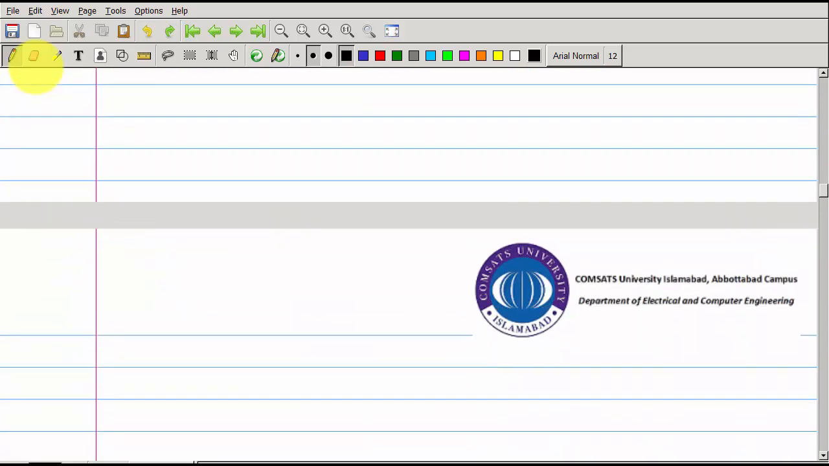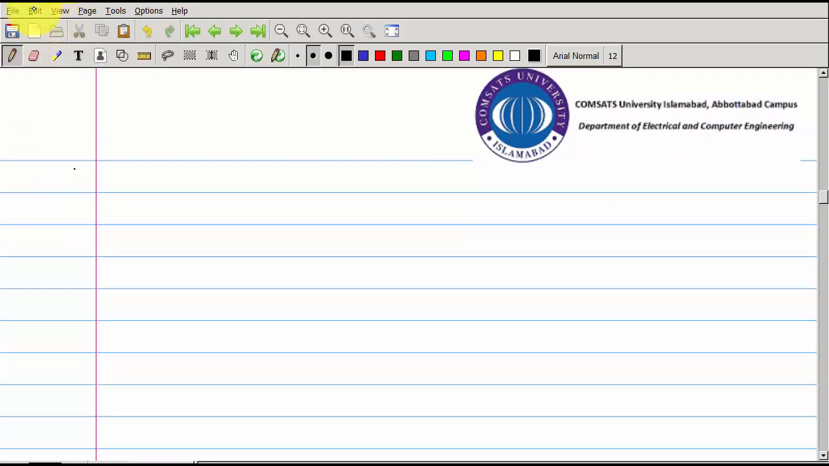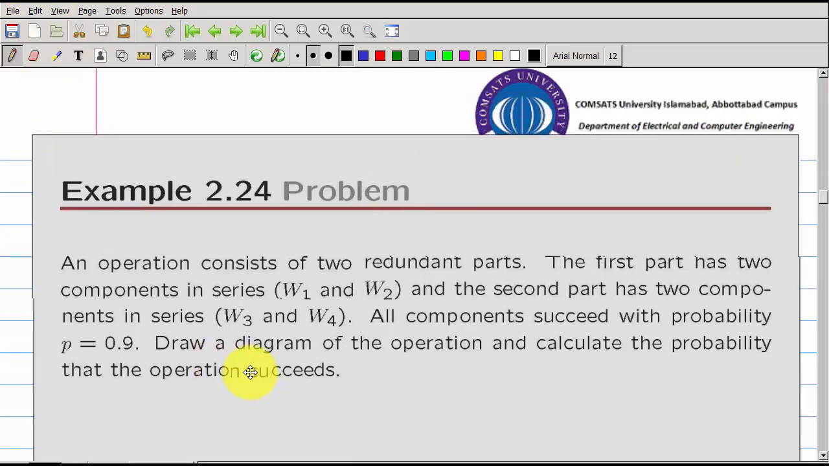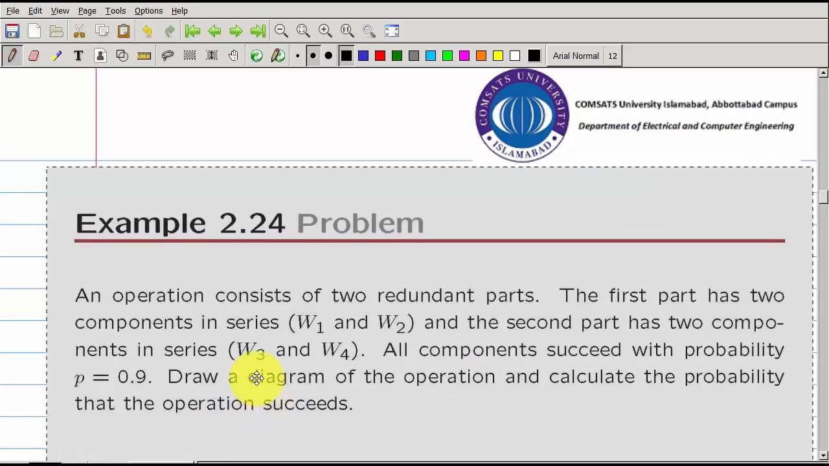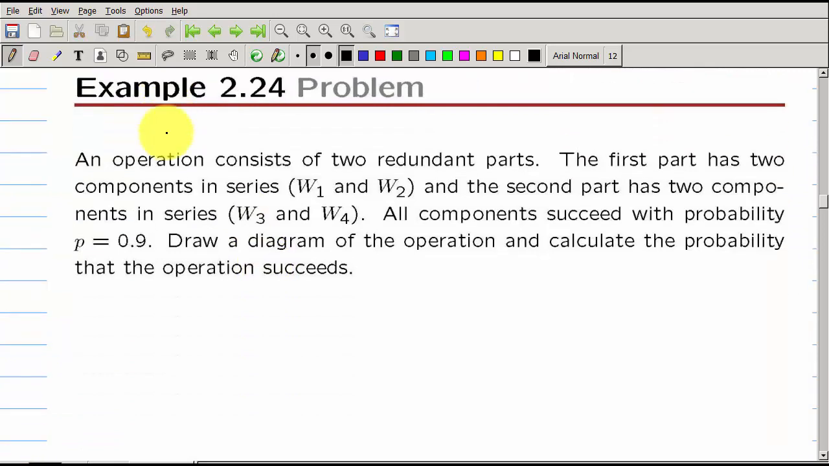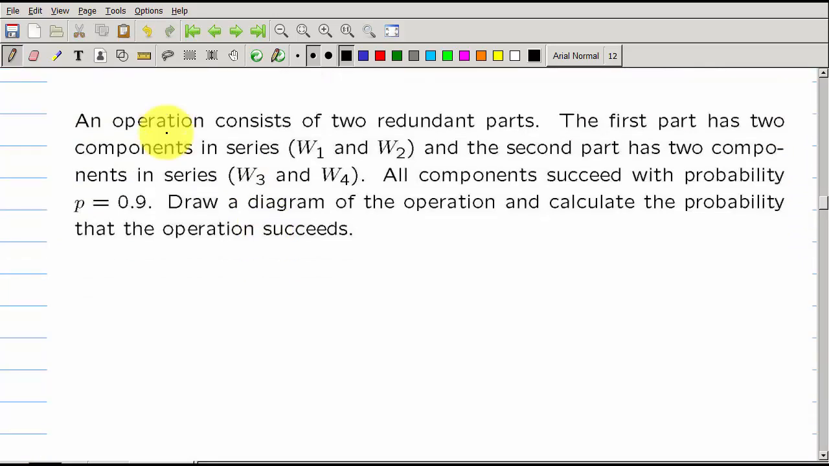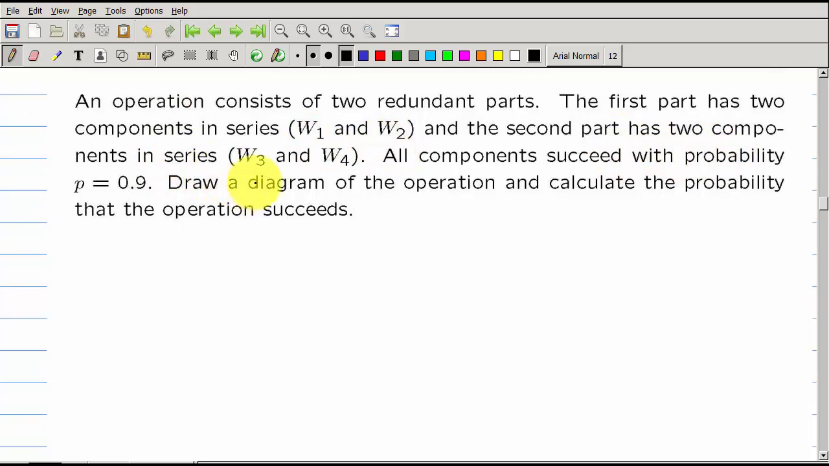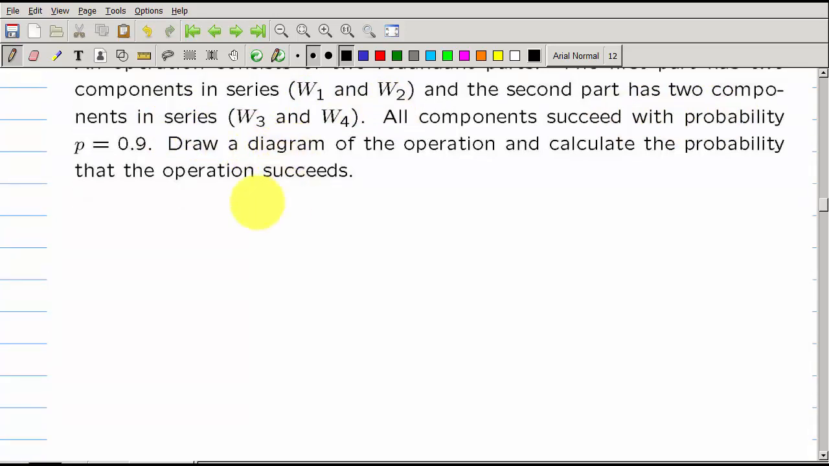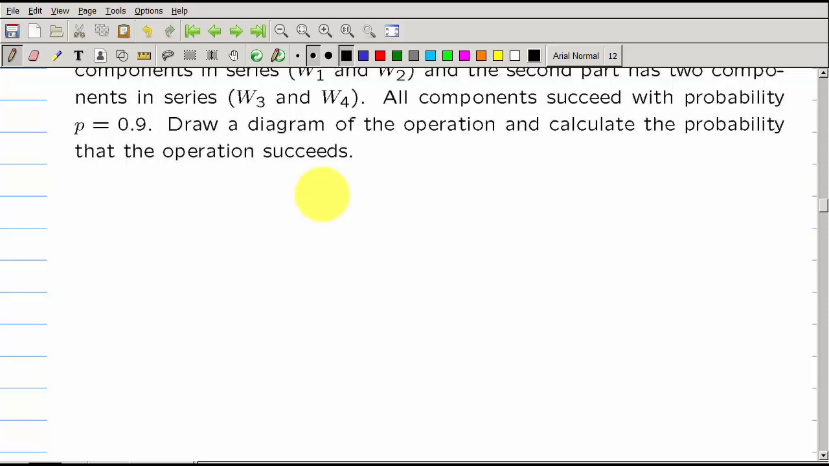So I will copy the example from the book here. It says that an operation consists of two redundant parts. The first part has two components in series, W1 and W2, and the second part has two components in series, W3 and W4. All components succeed with probability P, which is 0.9. So first we have to draw a diagram of the operation and calculate the probability that the operation succeeds.